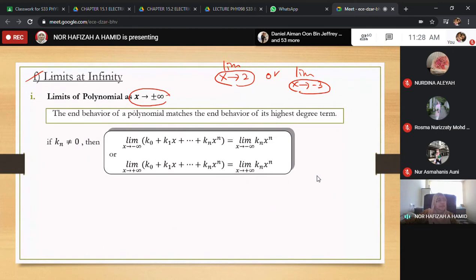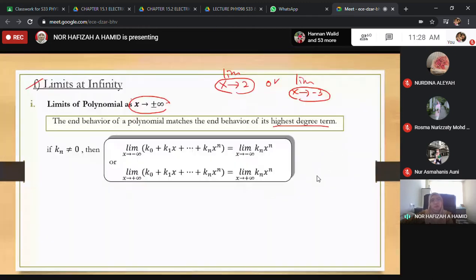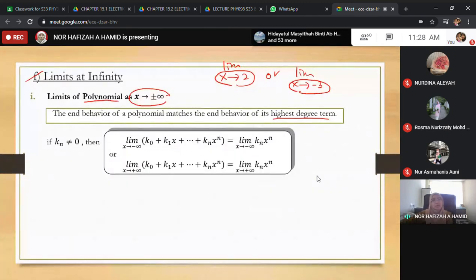Okay. So the technique is, the end behavior of a polynomial matches the end behavior of its highest degree term. So you just consider the highest degree term only. Okay. So you can refer to example 14. From A, this refers to polynomial. For x approach to positive or negative infinity, we have two types of function. We have polynomial and also rational function. Okay, so we go first for polynomial function.